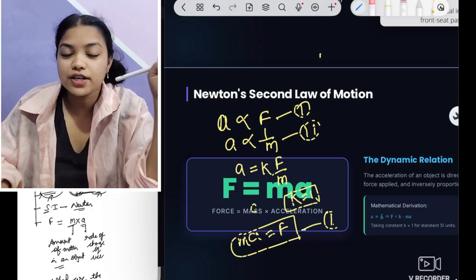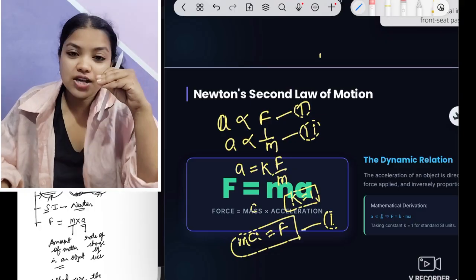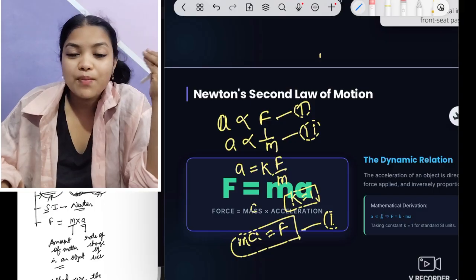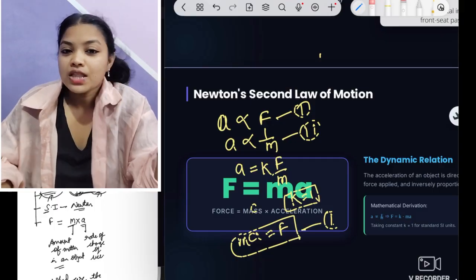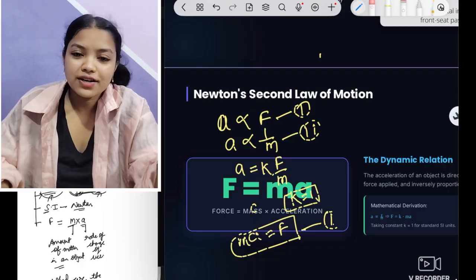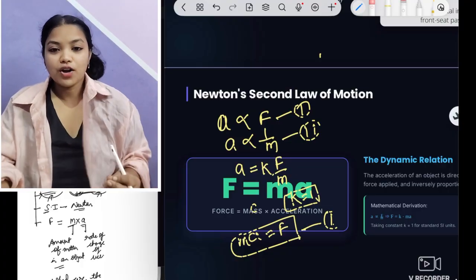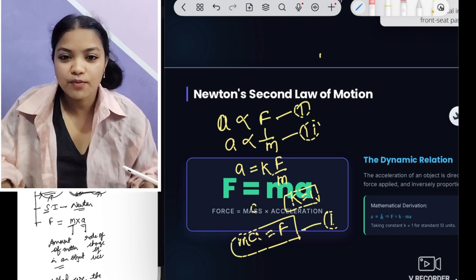Then the first definition, how we can write the definition without memorizing: acceleration is directly proportional. Acceleration of an object depends upon the force applied, clear, and acceleration of an object also depends upon the mass of the object. Is it clear? Now combining both, what can we take out? We can take out the formula of force.